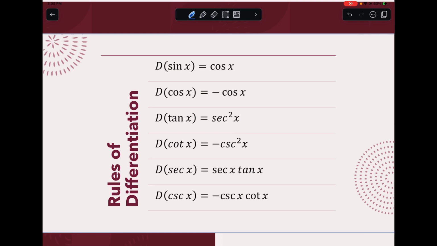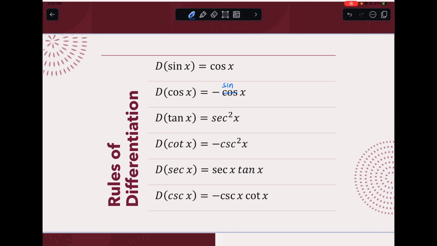In such a way that the derivative of sine is cosine, and the derivative of cosine is negative, sorry, this should be a negative sine x. Then the derivative of tangent is secant squared. The derivative of cotangent x is negative cosecant squared x. The derivative of secant is secant and tangent, and the derivative of cosecant is negative cosecant and cotangent. So take note of the correction here: the derivative of cosine is negative sine x.